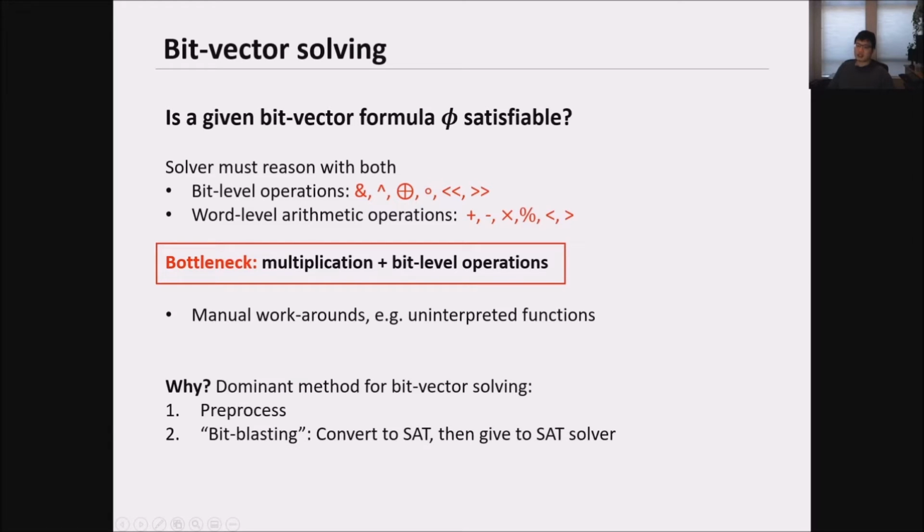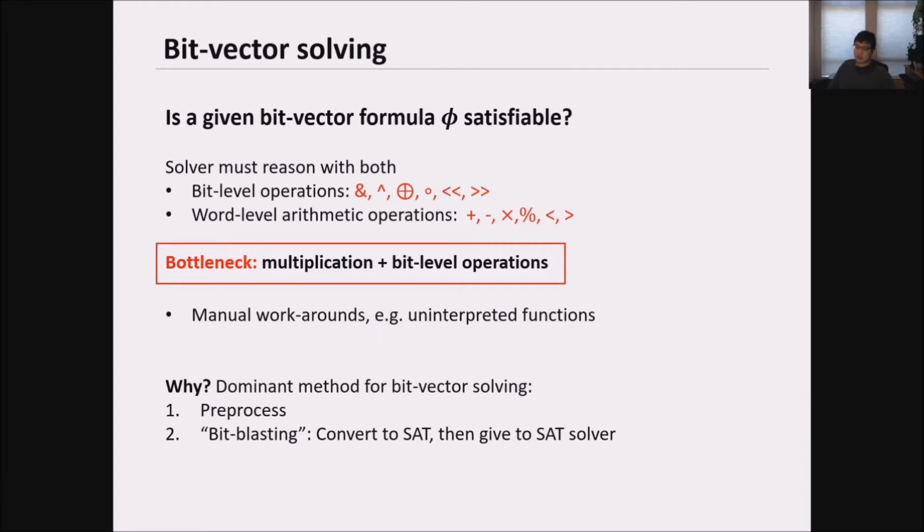So what causes this bottleneck? Well, the dominant way that bit vector solving goes is as follows. The first step is to preprocess the input formula and simplify it as much as possible. Generally speaking, in this step, some word level reasoning takes place to do these simplifications. Then in the next step, we bit blast the simplified formula, which means that we take the bit vector formula and convert it into a SAT formula, which is then given to a SAT solver to give the final answer.